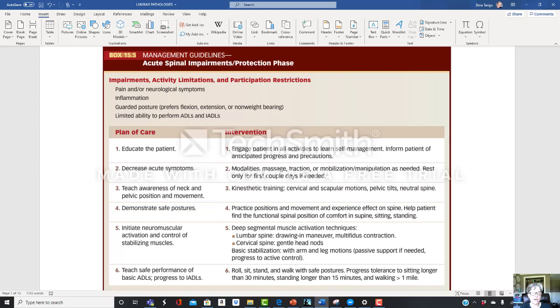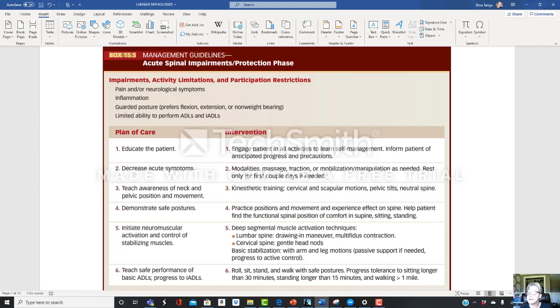IADLs. Plan of care: educate the patient, decreased acute symptoms, teach awareness of neck and pelvic position and movement, demonstrate safe postures, initiate neuromuscular activity and control of stabilizing muscles, teach safe performance of basic ADLs and progress to IADLs. So, engage the patient in all activities to learn self-management, inform the patient of anticipated progress and precautions.